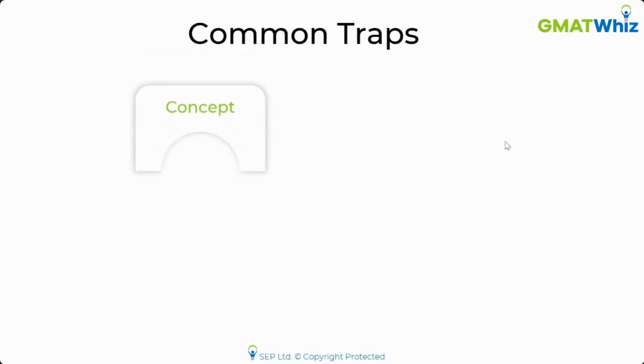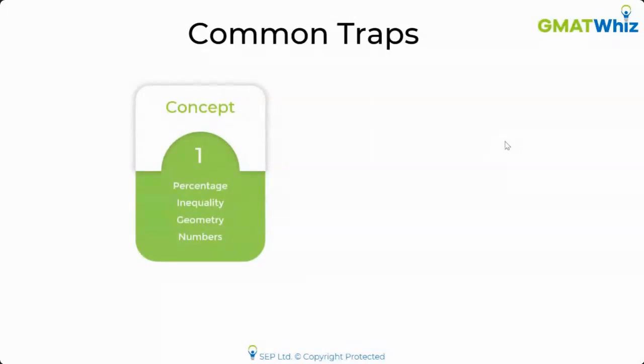What I mean by that is GMAT understands that there are a lot of topics where people are not very confident, and they know that they can take advantage of that to create questions where there's a high probability that students will fall for a trap. Concepts related to percentages, inequality, geometry, number. When I say numbers, I mean the basic properties of numbers like positive, negative, those kind of things, which if you don't have a very clear-cut clarity about, there's a high chance that you might make mistakes and fall for the traps which are set based on these kind of conceptual mistakes.